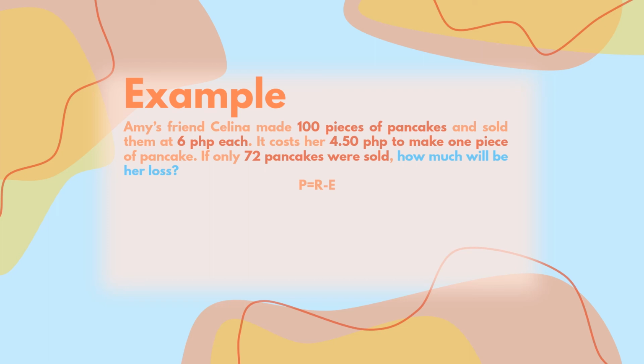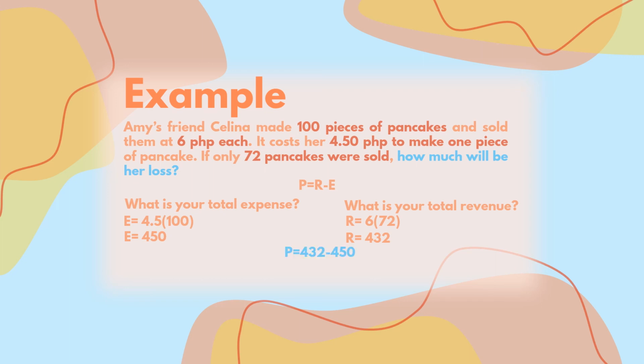So we would use the same formula. So P is equal to R minus E. What is our total expense? So that's 4.5 times 100 or 450. On the other hand, what is our revenue? So that is 6 times 72, which is equal to 432. And then we substitute them to the formula, we would get 432 minus 450. And the final answer would be negative 18.